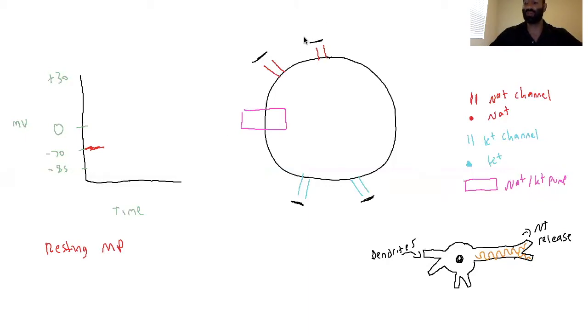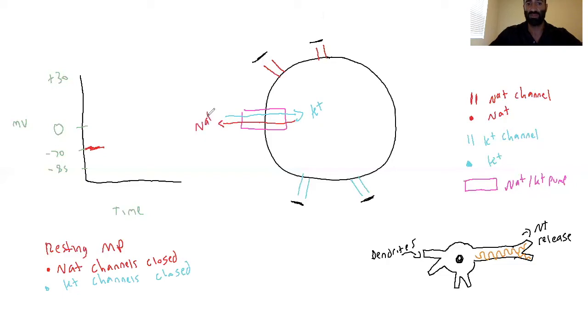When the cell is at resting potential, the sodium channels are closed. The potassium channels are closed. And the sodium-potassium pumps are doing their thing. What they are doing is moving potassium into the cell, and moving sodium out of the cell in a ratio of 3:2, 3 sodiums for 2 potassiums.